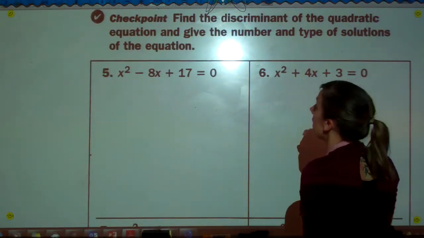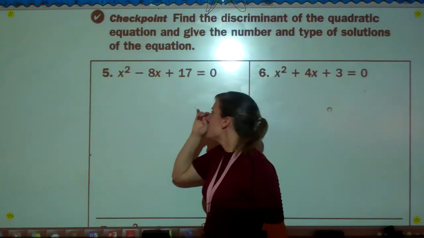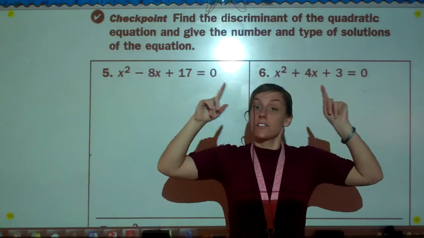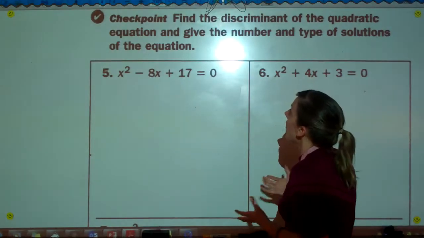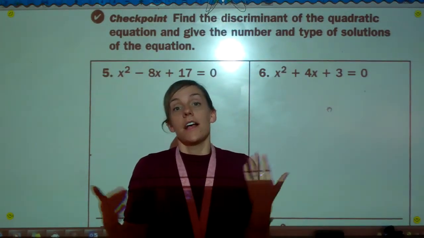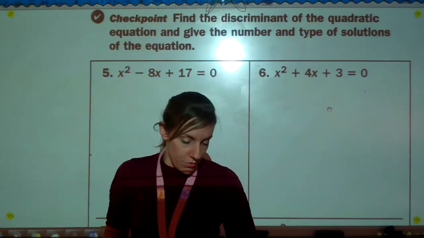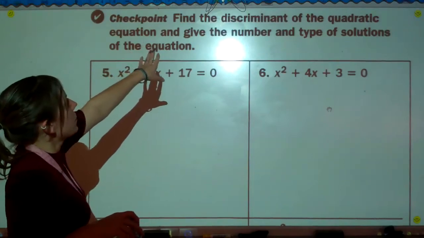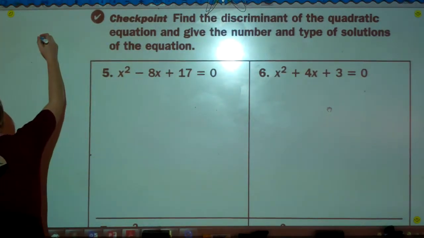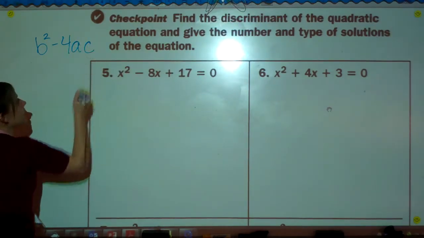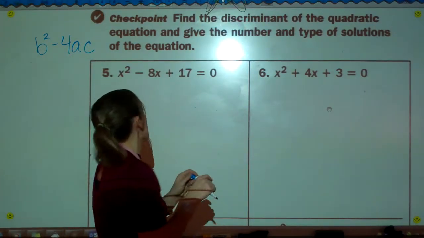Alright guys, so now we are going to practice just the discriminant over and over again, and then using those rules, if it's positive, if it's zero, or if it's negative, as to what type of solutions, and then we're going to go through and find those solutions. So, find the discriminant. Remember, that is b squared minus 4ac. That is the part underneath the radical.